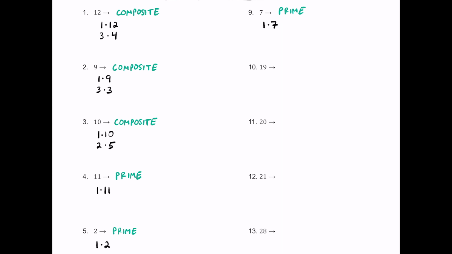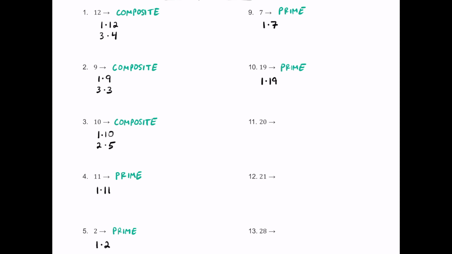For number 10, we have the number 19. So of course 1 times 19 is 19. And you have to ask yourself if there's anything else out there. I'll tell you right now though that there is not. So you should definitely think about it. But if you absolutely can't think of anything and you've tried everything, then it's probably going to be prime like it is here.